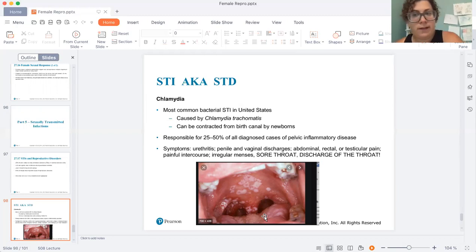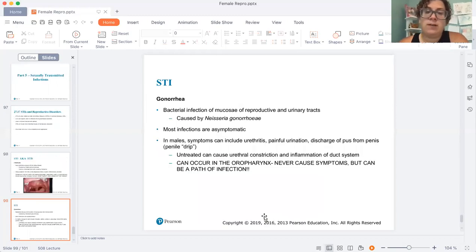But if you're in clinic and you happen to hear someone say that they're having vaginal discharge, abdominal, rectal or testicular pain, painful intercourse, or irregular menses, you might want to tell them to talk to their doctor, okay? Another STI that's pretty common is gonorrhea. Most infections are asymptomatic, which is why pelvic inflammatory disease can be so common.